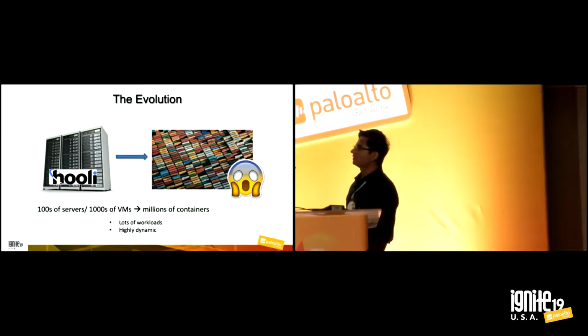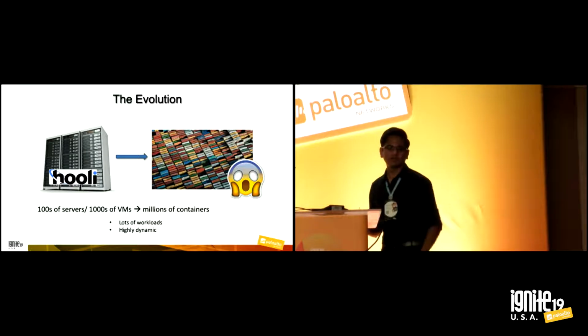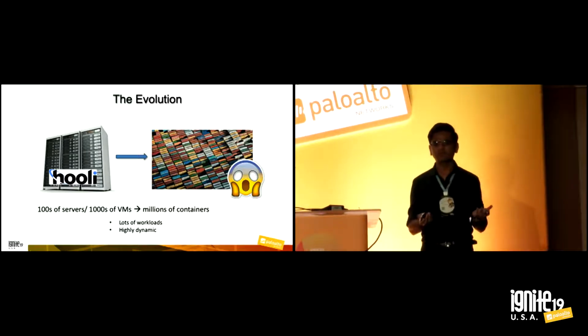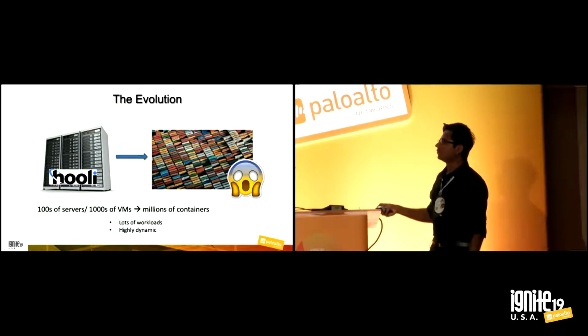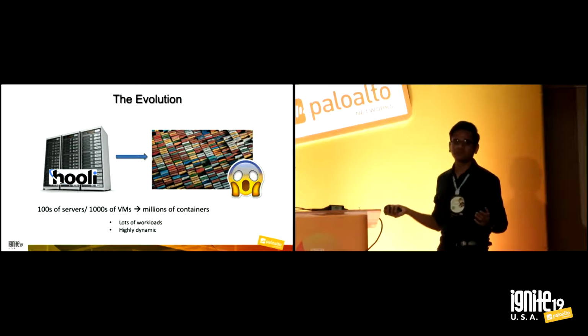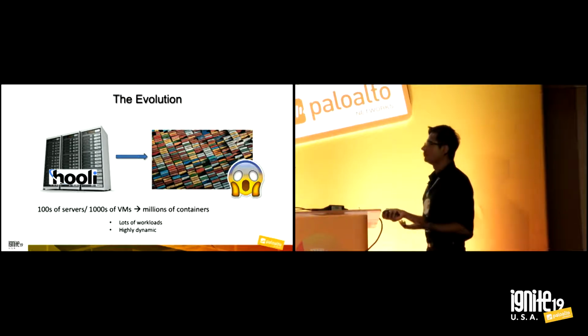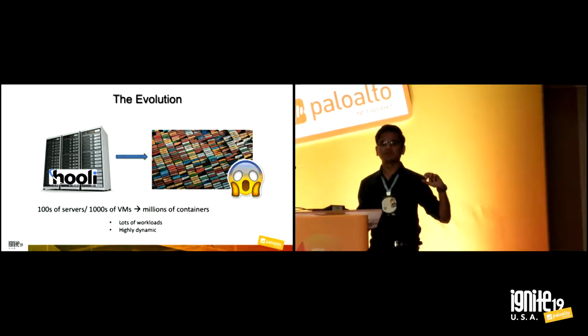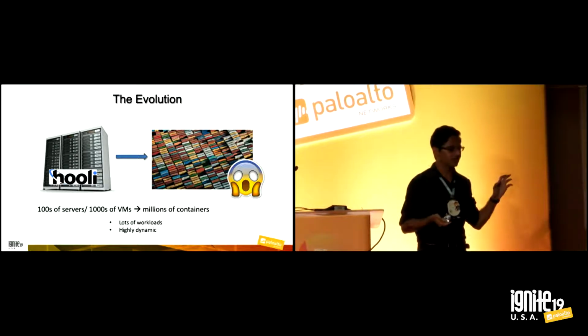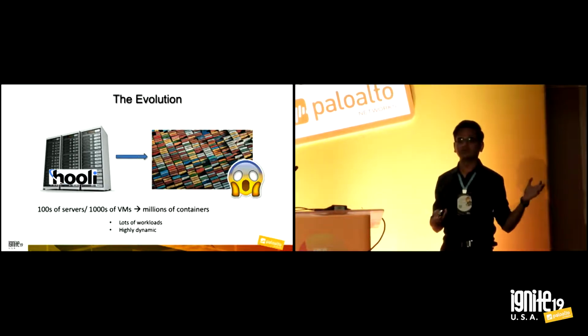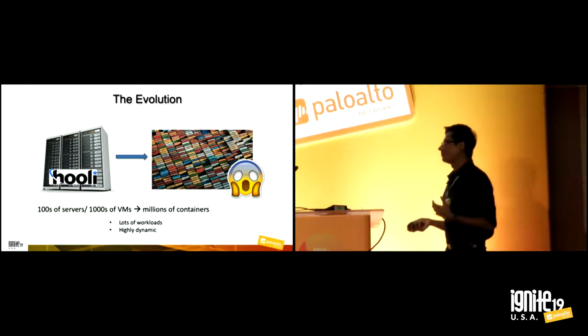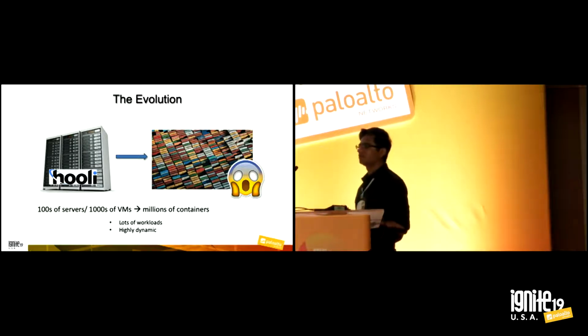That made the problem of managing things harder. You used to manage hundreds of servers or thousands of VMs, and now it's millions of containers. On average, a container's life cycle is in seconds, less than 5 seconds. So they're highly dynamic, and there are lots of them.